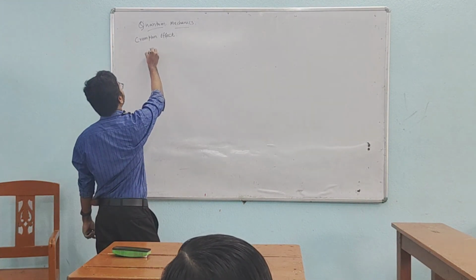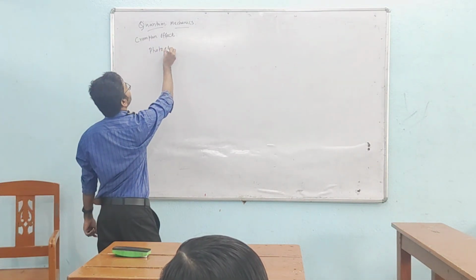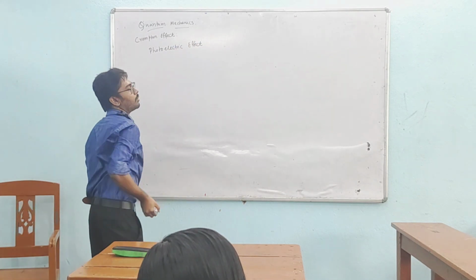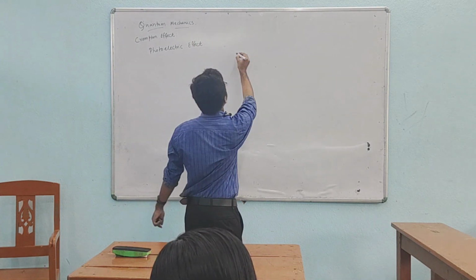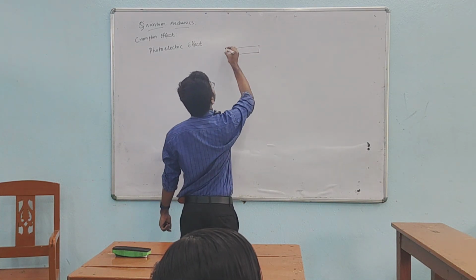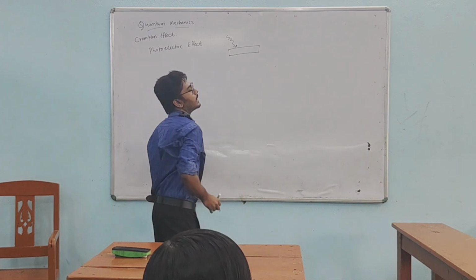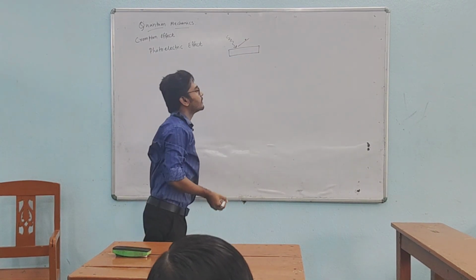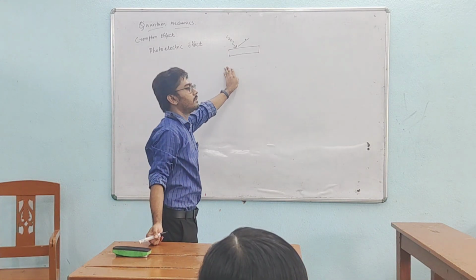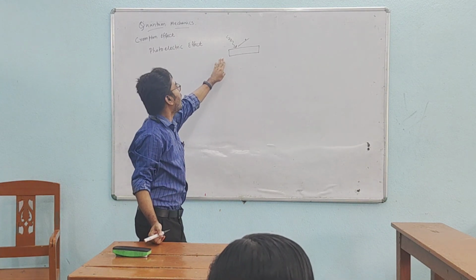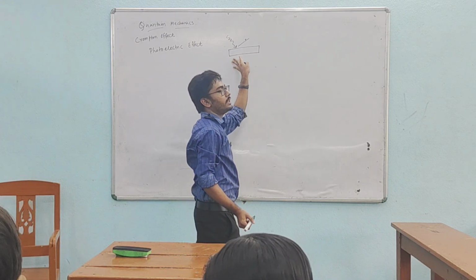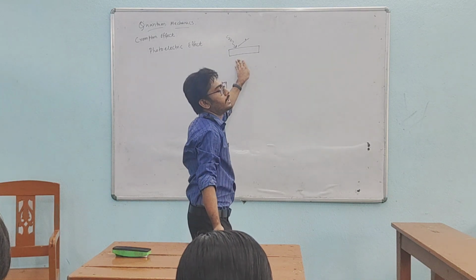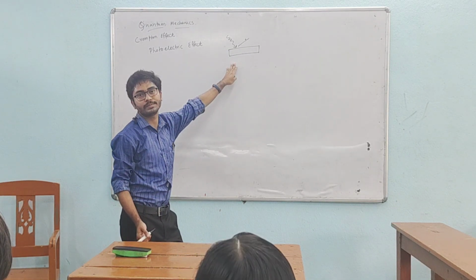So what is the photoelectric effect? We have learned that when a photon falls on a material, then an electron ejects. This phenomenon is called the photoelectric effect. And why is this important? Because this phenomenon clearly contradicts our classical theory of physics.